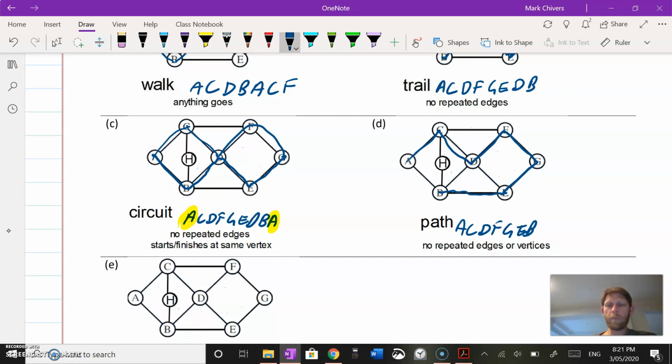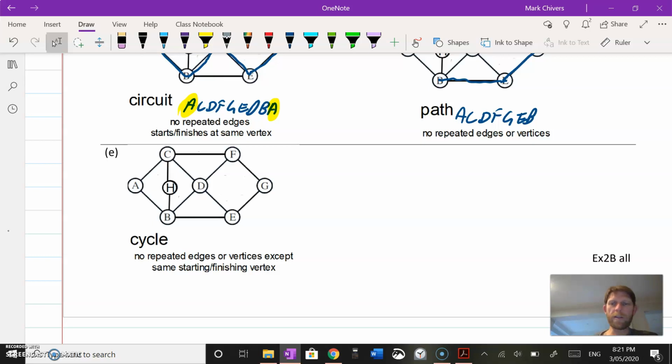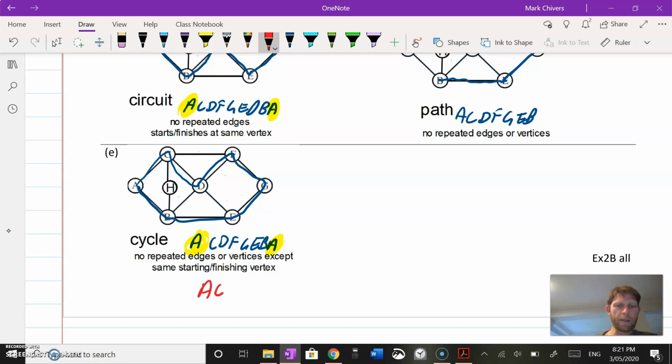So that's my path. And the cycle, I can do pretty much the same way starting at A. I've just got to get back to A. So I could do that same D, F, G, E, B, A. So exactly the same as that path, but adding on the spot to come back to A. So my start and my finish has to be the same. Now, I could have done another path on this particular one. I could have done A, C, D, B, A, for instance. And that would be a valid cycle as well.